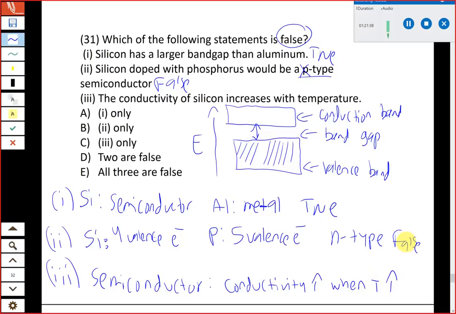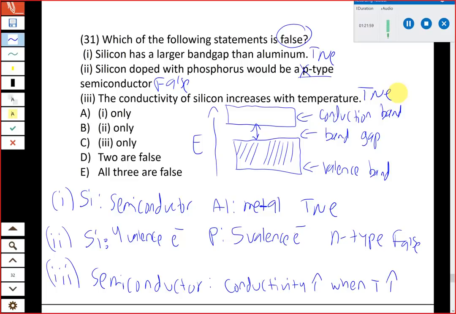All right, so whether it's silicon or any other semiconducting material, if you increase the temperature, you increase the conductivity, and that's because at higher temperature, more of the electrons in the valence band have enough energy to jump up to the conduction band, which is what causes conductivity. So that's true for any semiconductor, so this one would also be true.